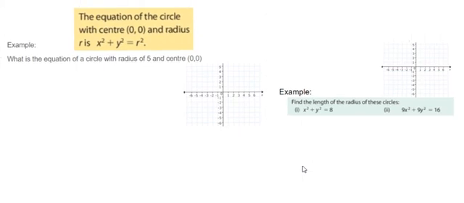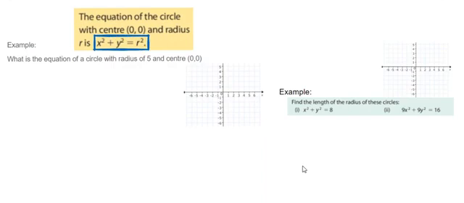The equation of the circle with center 0, 0 and radius r is x squared plus y squared equals r squared. This little formula is the first one you need to understand with circles. So x squared plus y squared equals r squared. That's a general equation for any circle with center 0, 0.